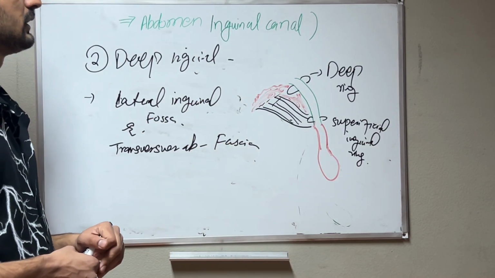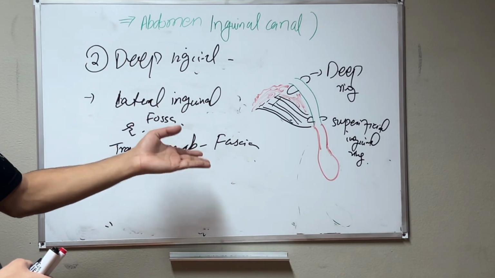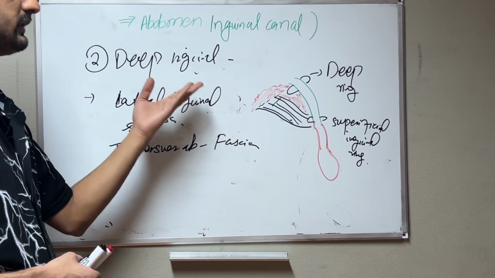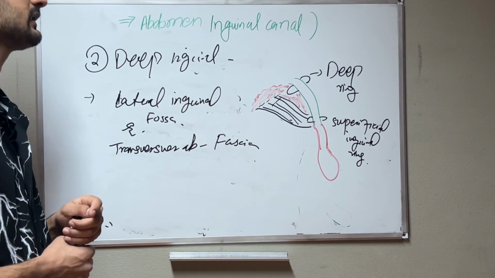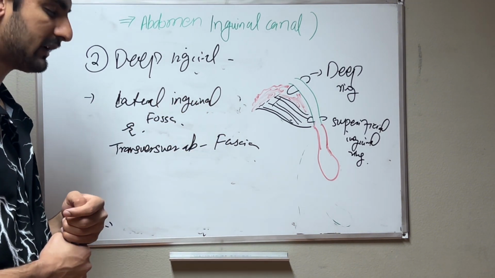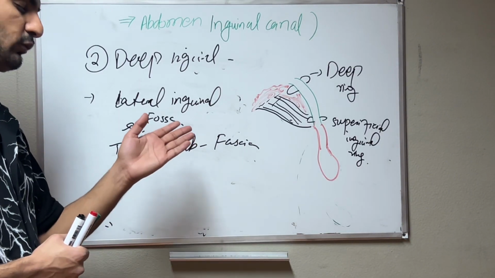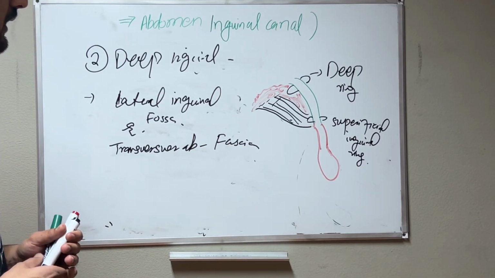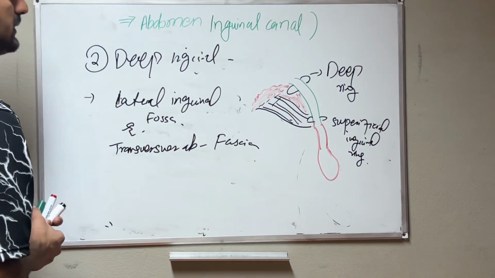Then we have counted the contents already. We talked about the pampiniform plexus, and we have the ductus deferens and round ligament in women, and in men the spermatic cord, and the cremaster muscle also in men.